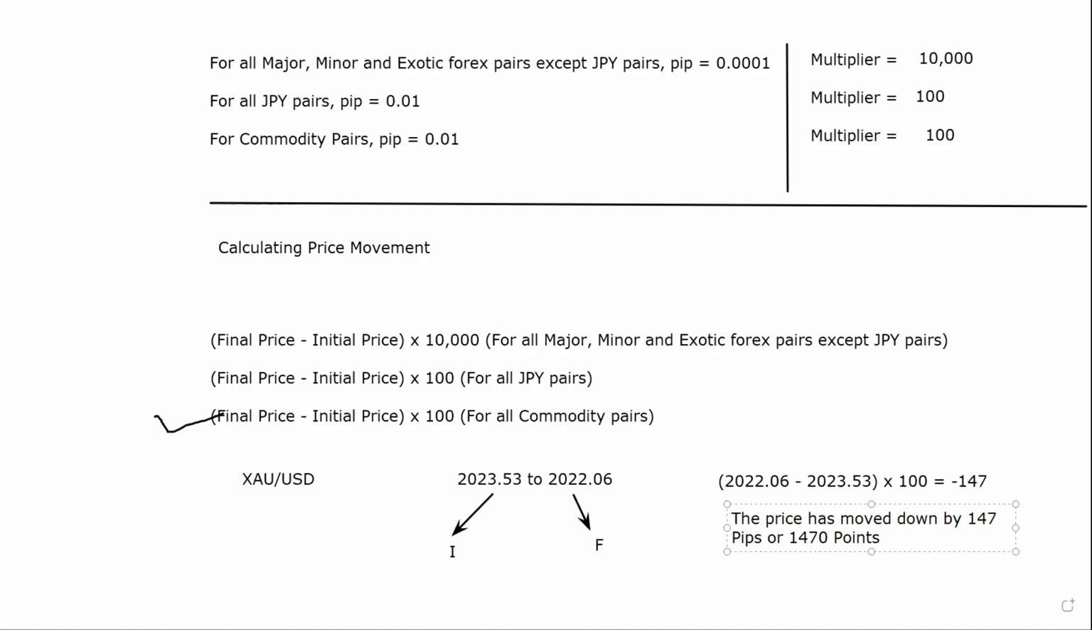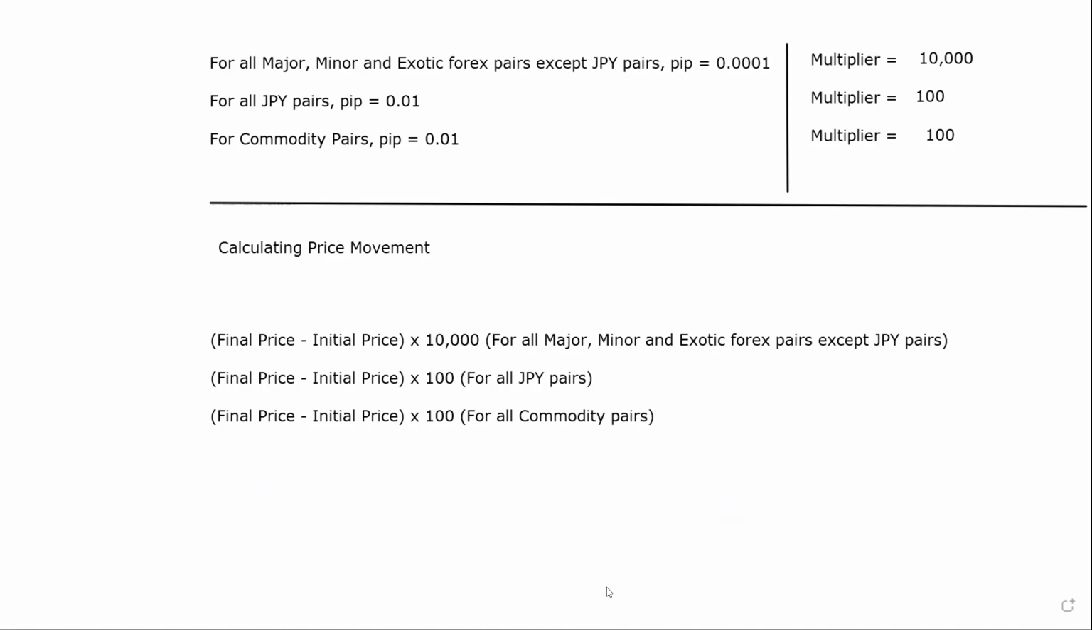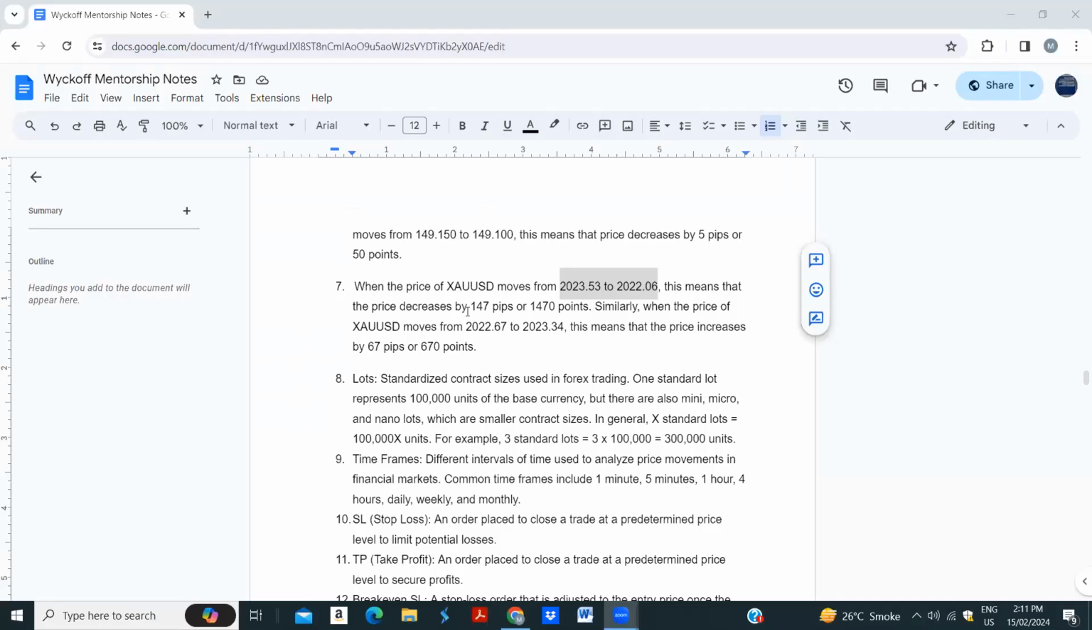Now we're gonna cover the last situation for this one. Okay. So we're gonna remove it. Okay. So our answer is negative 147 pips. So let's see if our answer also matches the document. All right. So our answer, the price decreases by 147 pips. Yes, our answer was correct.